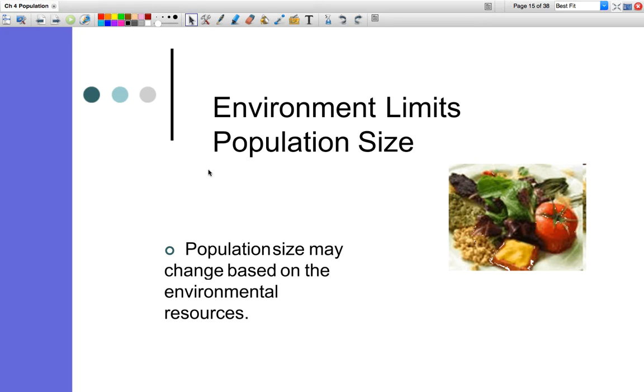So the population of a species may change based on environmental resources. So in our population game we had food, water, shelter. These were all factors in our environment that limited our population size of deer.